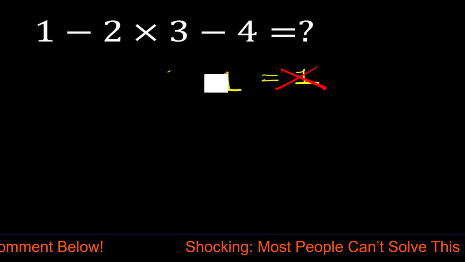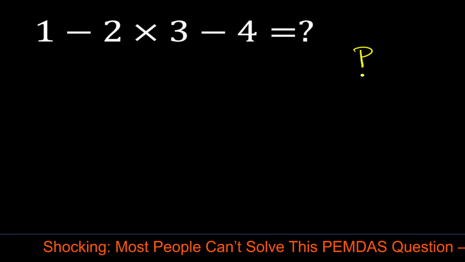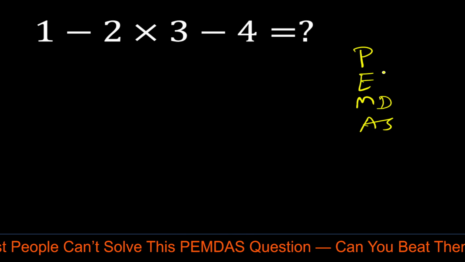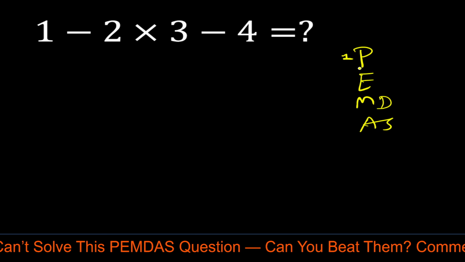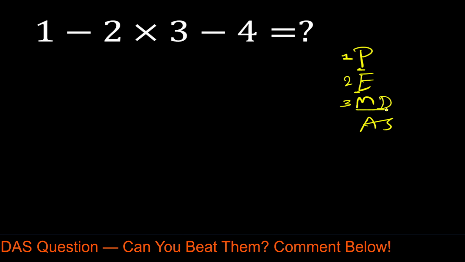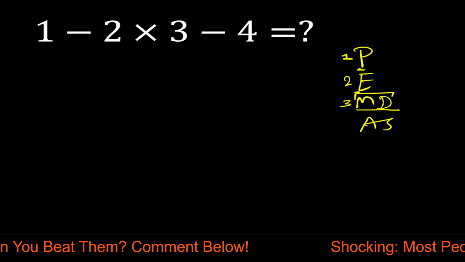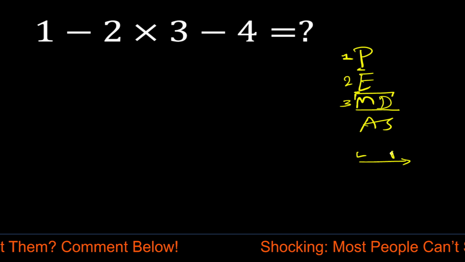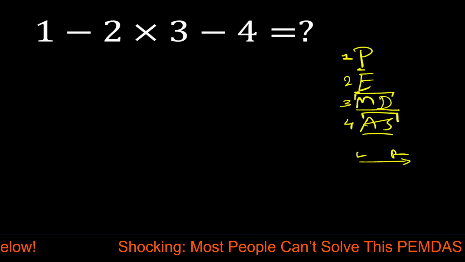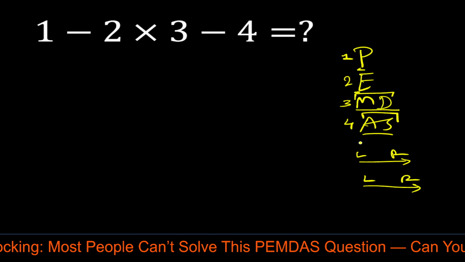So now let's solve this problem correctly by using the PEMDAS rule, right? So PEMDAS, P-E-M-D-A-S. According to the PEMDAS rule, first priority is parentheses, then second priority is exponents, then third priority is multiplication and division. Here multiplication and division both have equal priority, so we have to solve them from left to right. Then fourth and last priority is addition and subtraction. Also addition and subtraction both have equal priority, so we have to solve them from left to right.